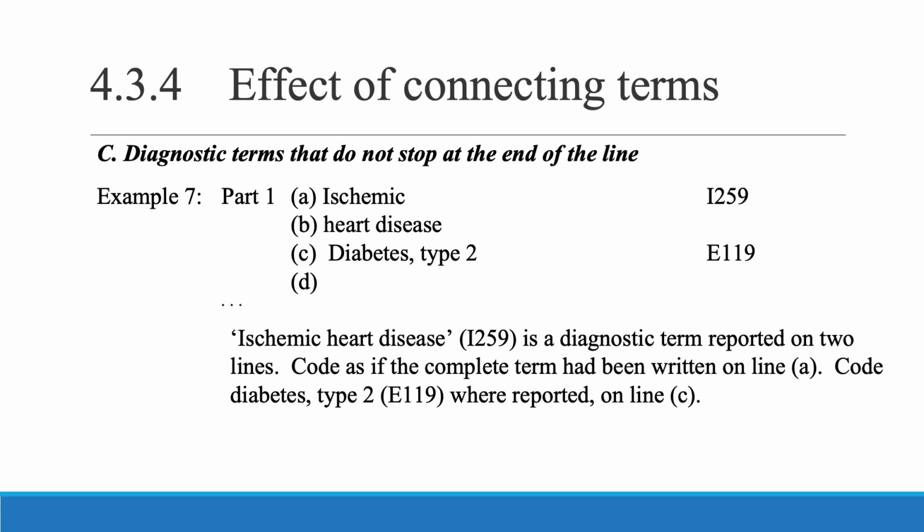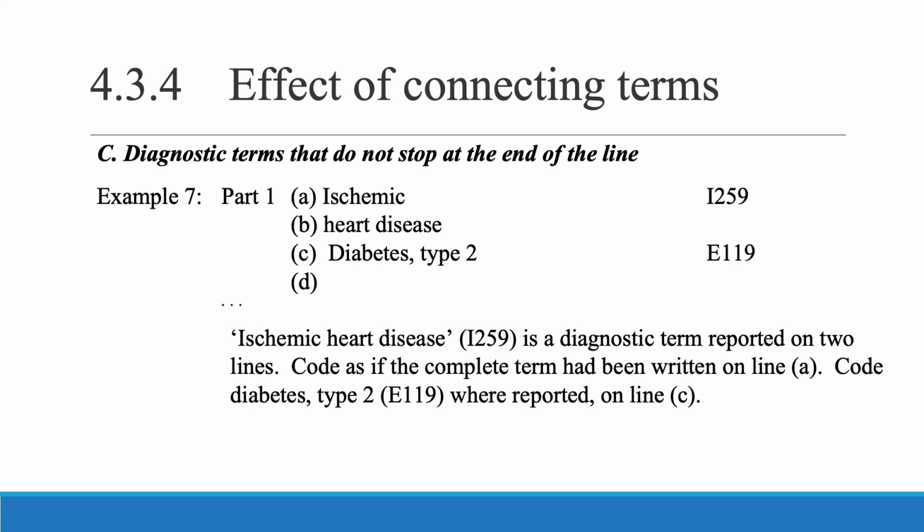So the instruction provided in Volume 2 says, ischemic heart disease is a diagnostic term, or again, cause of death, reported on 2 lines. Code as if the complete term had been written on line A. Code diabetes type 2 where reported on line C. Again, no need to move the diabetes around.